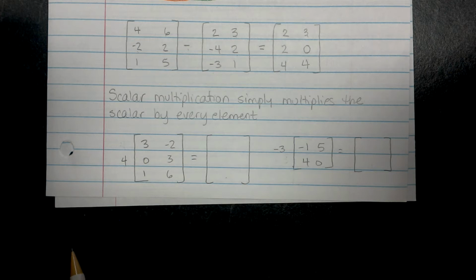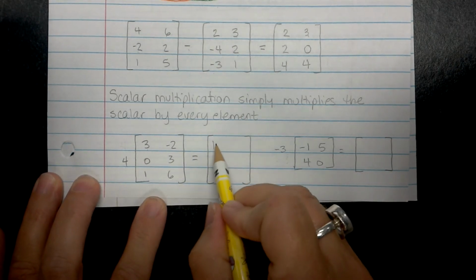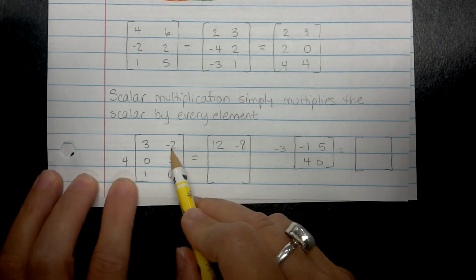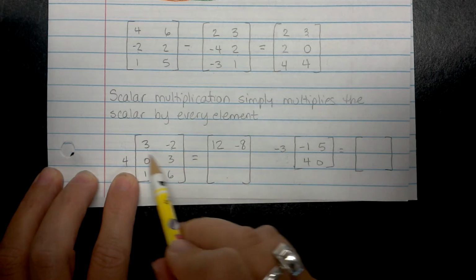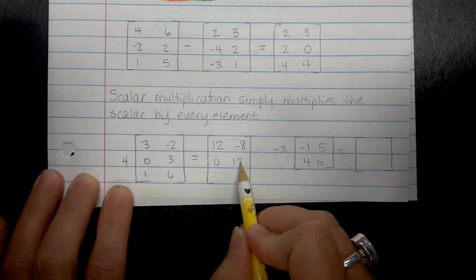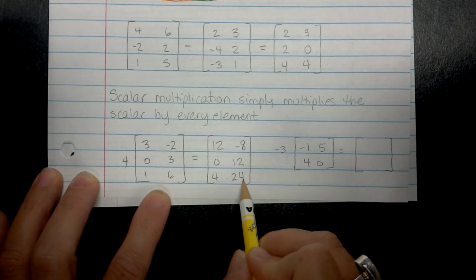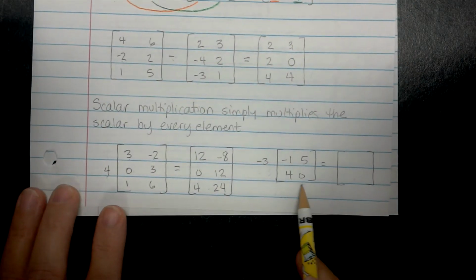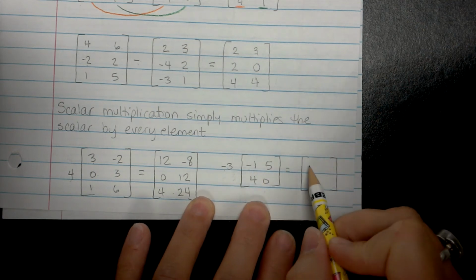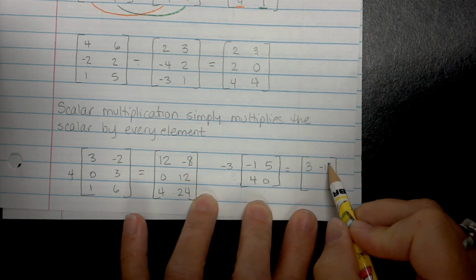Okay? So for example, you're going to multiply 4 times 3, and you're going to put that in the same position here. 4 times a -2 is going to be -8, and that's going to be in the same position as the element, row 1, column 2. 4 times 0 is 0, and 4 times 3 is 12. 4 times 1 is 4, and 4 times 6 is 24. Same kind of thing. -3 times a -1 is a +3. -3 times 5 is -15.